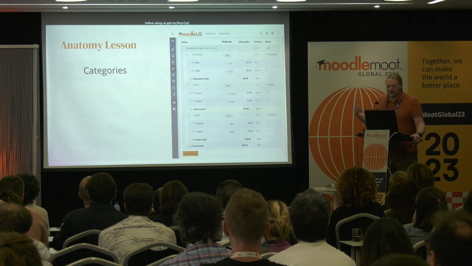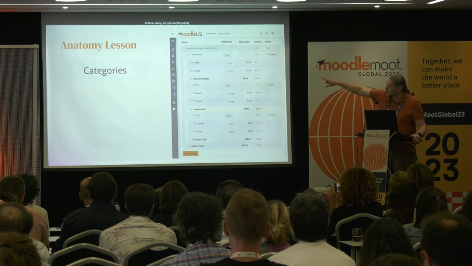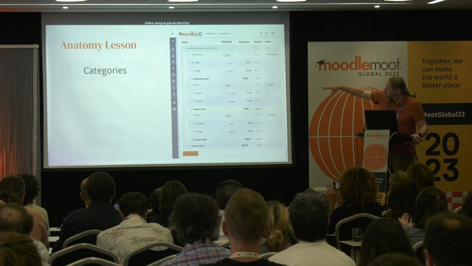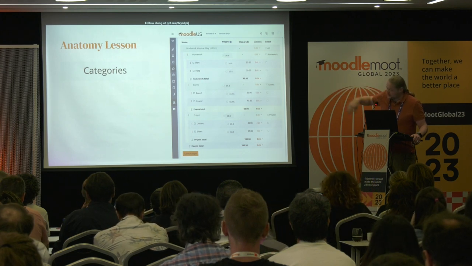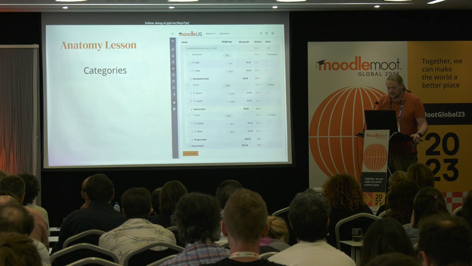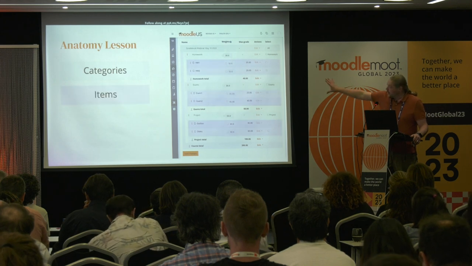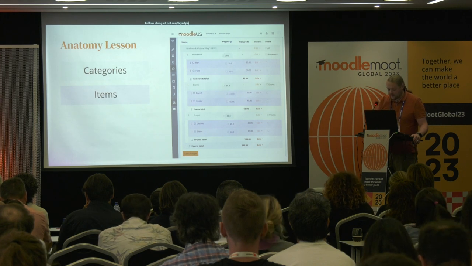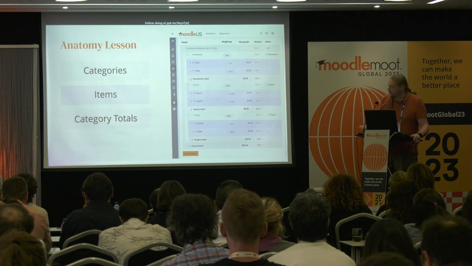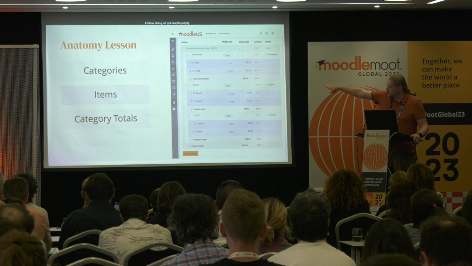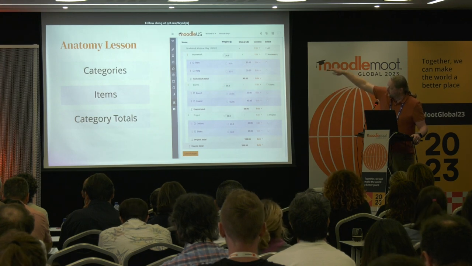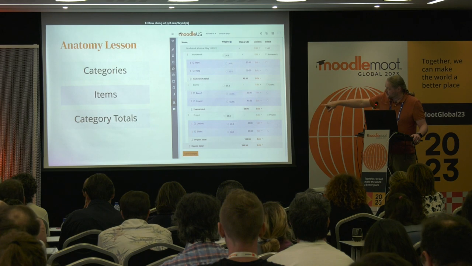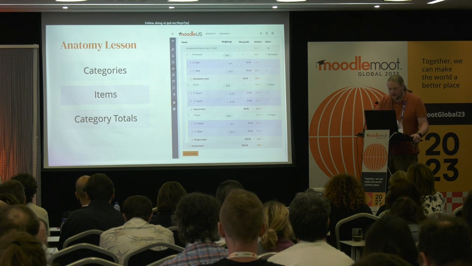So first of all, we have categories. Here we have homework, exams, and projects. And those are, it's a little bit hard to see with this, but they're nested in here as well as colored as I go through this. So the items are the grades themselves, homework 1, homework 2, exams, outline, slides, etc. And then finally, the category totals are the last one. So homework is here, homework total, exams total, project, etc.